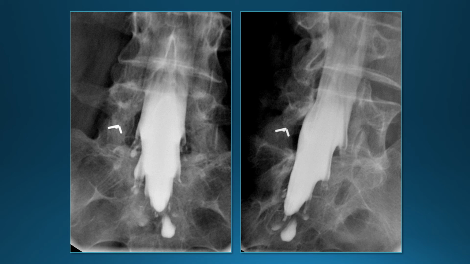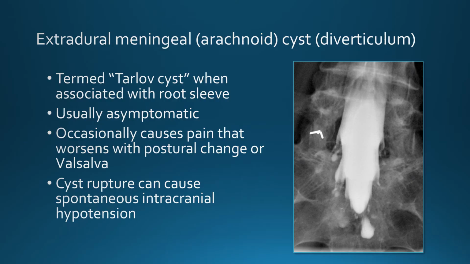This is on a myelogram. We see one of these cysts. We typically will call this a Tarlov cyst. The Tarlov cyst term is used if the cyst is associated with a nerve root sleeve. So these are extradural arachnoid cysts. If it's associated with a nerve root sleeve, you use the term Tarlov cyst. They're generally asymptomatic. Rarely they can cause pain, but usually this is just an incidental finding. The cysts can occasionally rupture and cause intracranial hypotension.